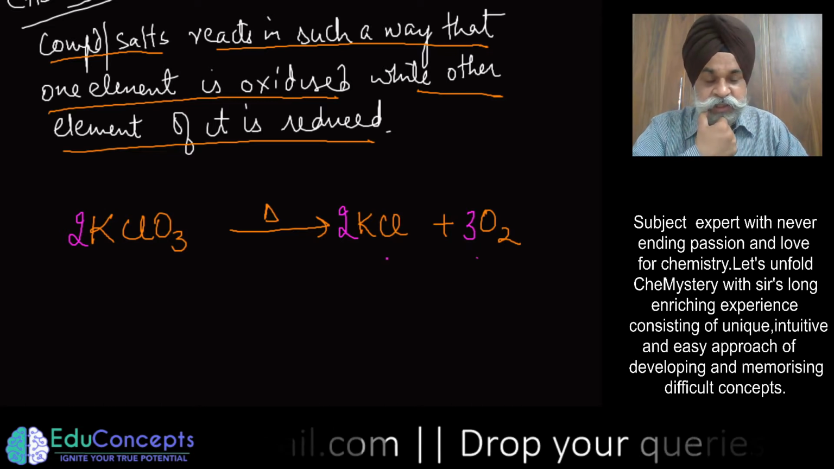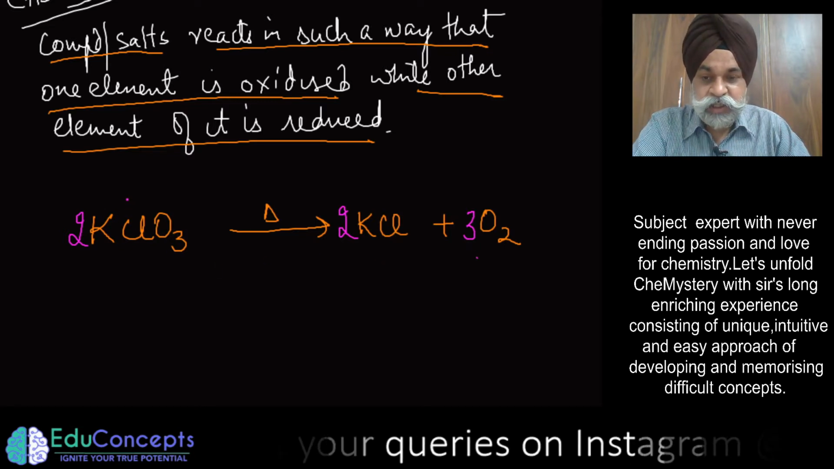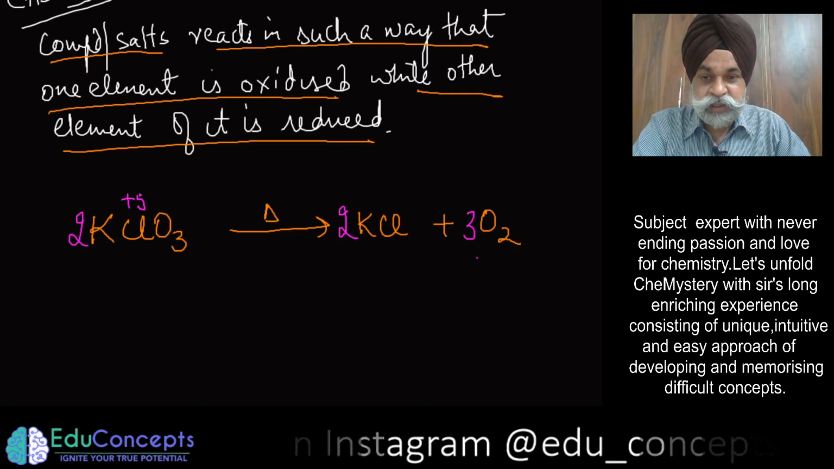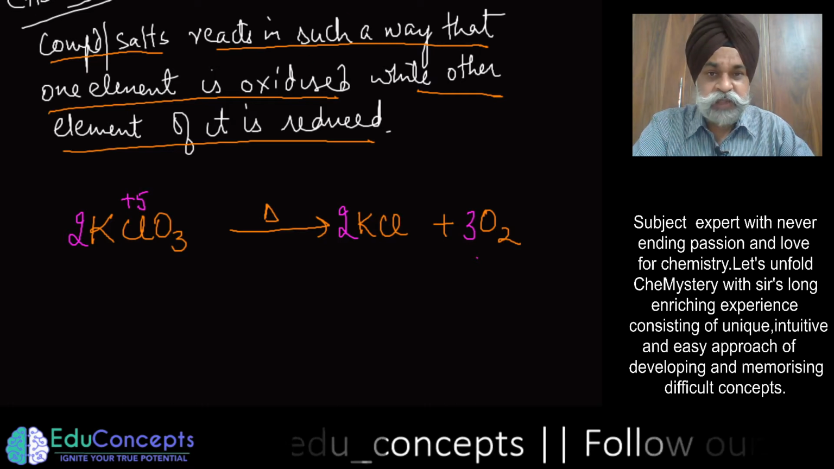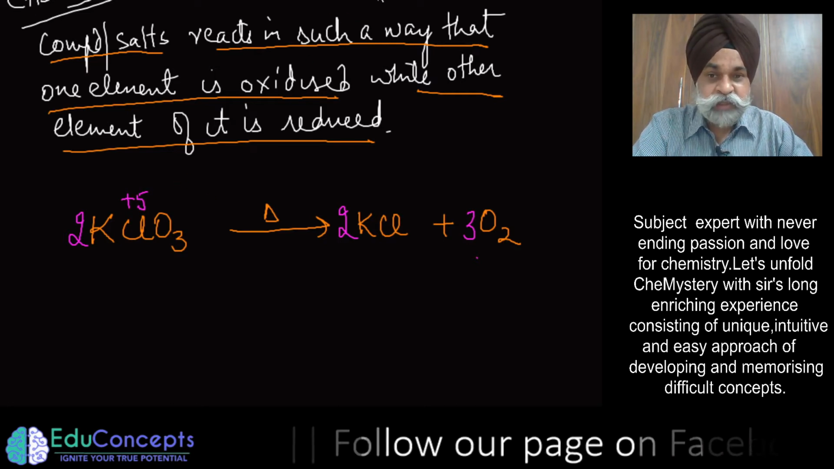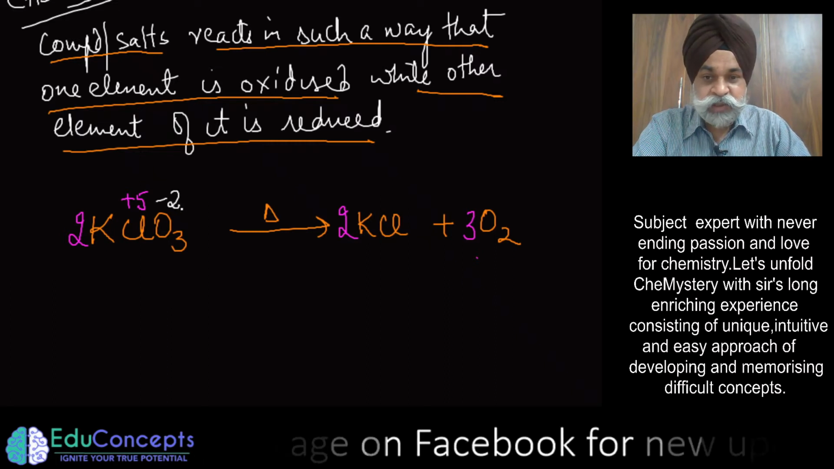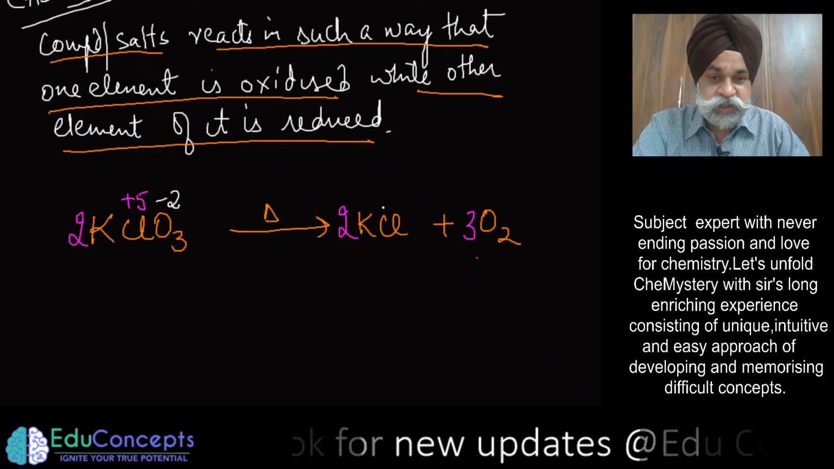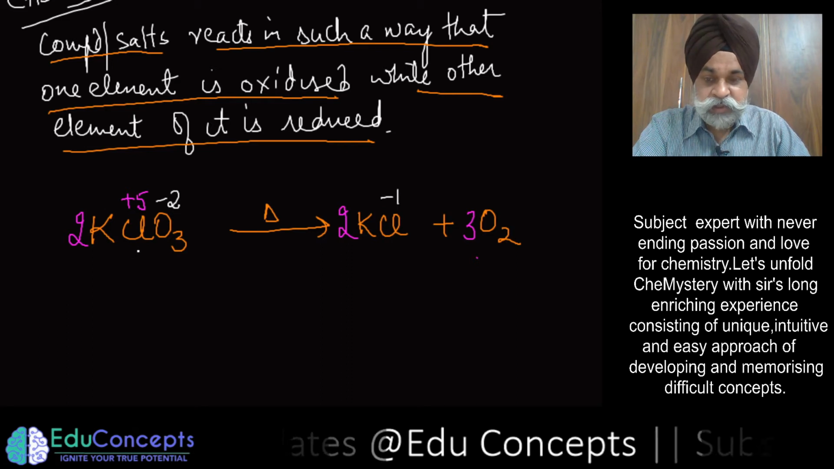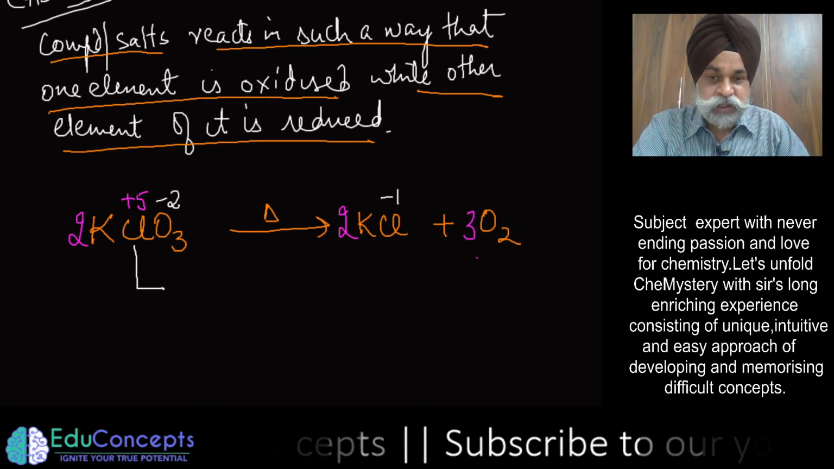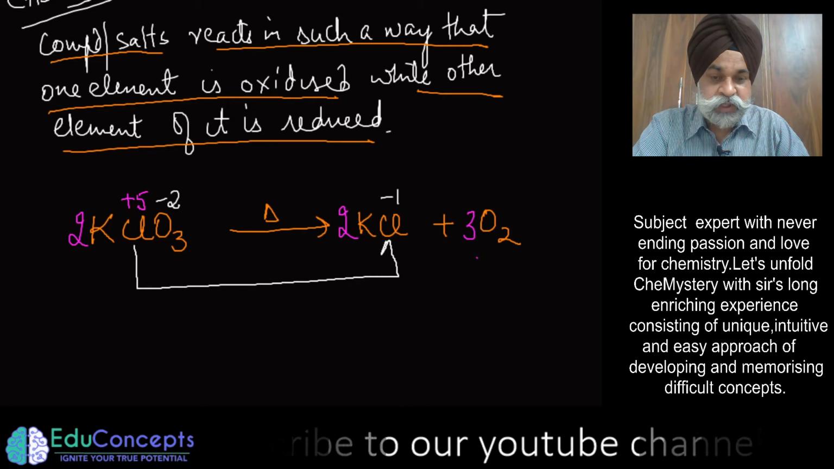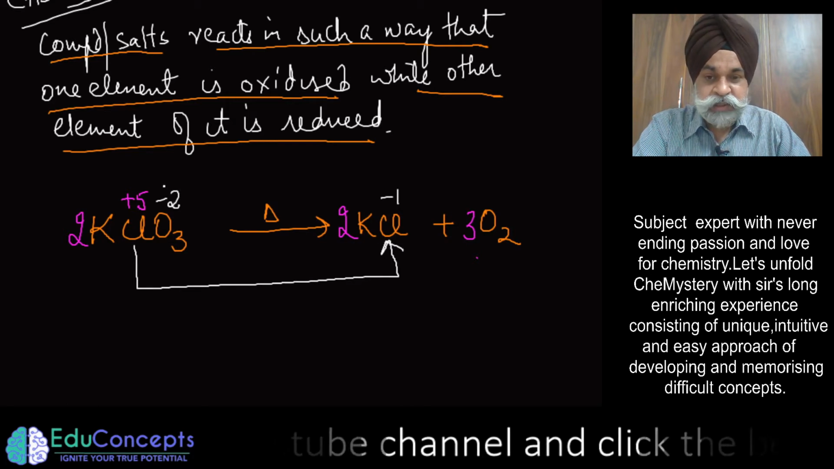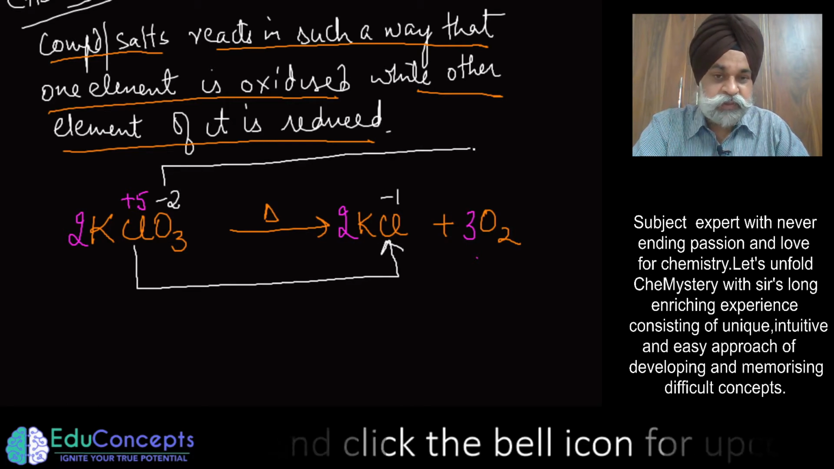Now in the process, you can see that this chlorine is in +5 oxidation state, that is chlorate, and oxygen is in -2 oxidation state. So what you are able to see here is that this chlorine, which is in +5 oxidation state, goes to -1, and this oxygen, which is in -2, goes to 0.